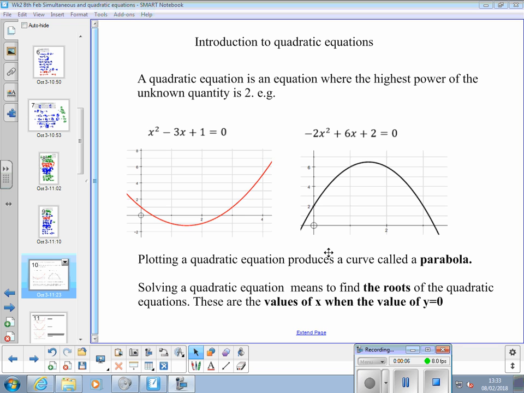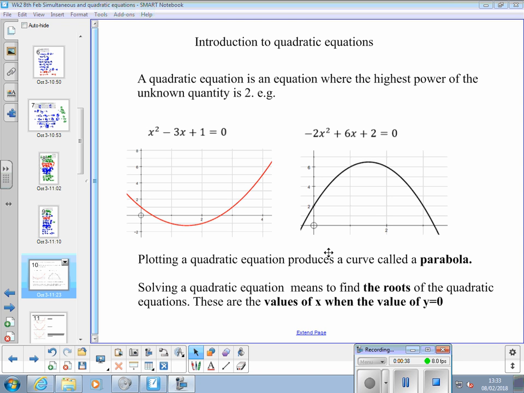A quadratic equation is one where the highest power of the unknown quantity is 2, i.e. x squared. There are two examples there. x squared minus 3x plus 1, if we plot it, we get that shape. Minus x squared, 2x squared plus 6x plus 2, we get that shape, the other way up.